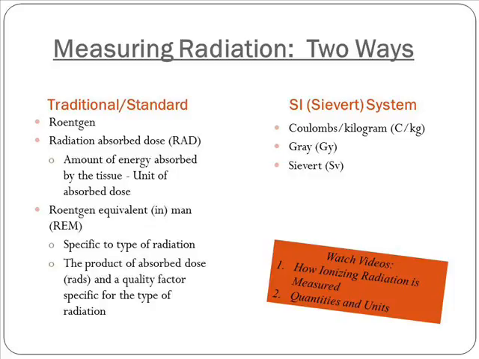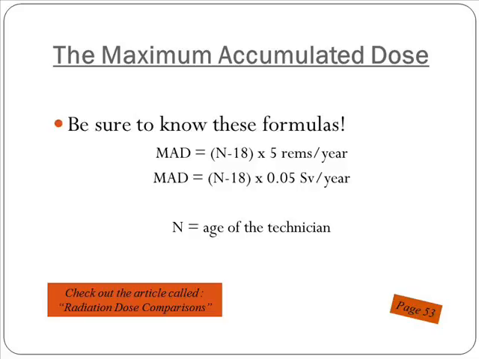Hopefully you now understand the measurement systems a little bit better. I wouldn't worry about understanding it completely inside and out. I don't understand it completely inside and out, but do understand that there are two radiation measuring systems, the traditional or standard, and the Sievert. Know what a Roentgen is, what a rad is, what a REM is, and you also need to know what the maximum accumulated dose is. That is discussed on page 53 in your textbook, and it is the maximum amount of radiation that is acceptable for occupational exposure.